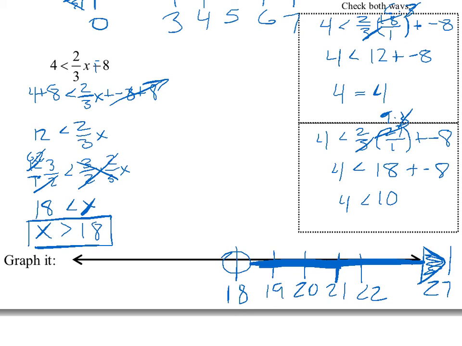Kip yes or kip no. Did we shade the correct direction? So 4 is indeed less than 10, so that clearly means that we've shaded in the correct direction. All right? Are there any questions about your work today?